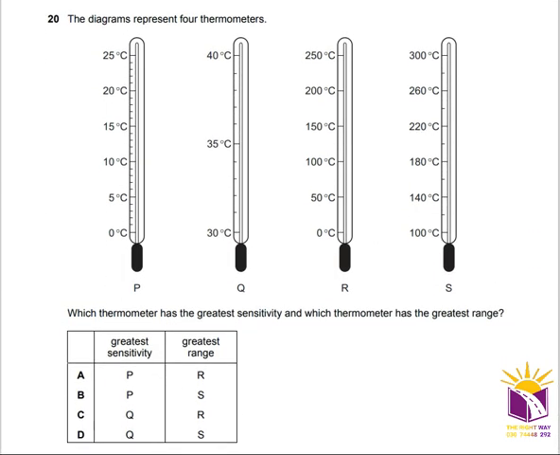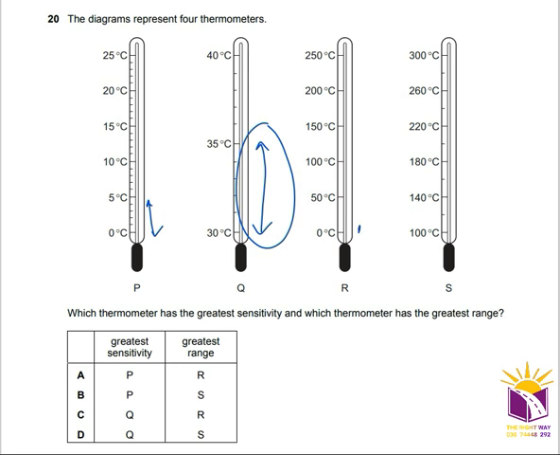Question number 20. The diagram represents 4 thermometers. Which thermometer has the greatest sensitivity and which thermometer has the greatest range? For sensitivity, we can say that a thermometer is more sensitive if it expands more for less temperature. From the figure we can see that the distance for 5 degrees centigrade for Q is larger than all others, because for 5 degrees centigrade it is equal to this distance. For 5, P is smaller than Q.